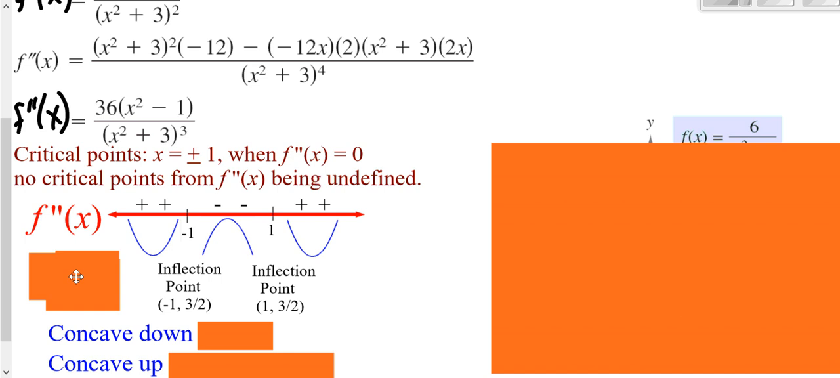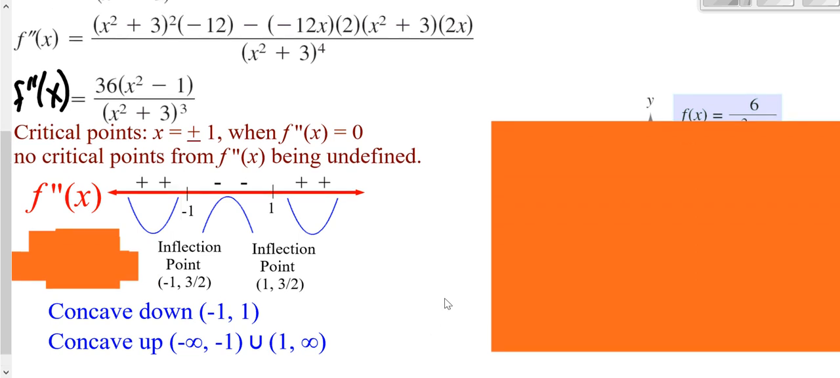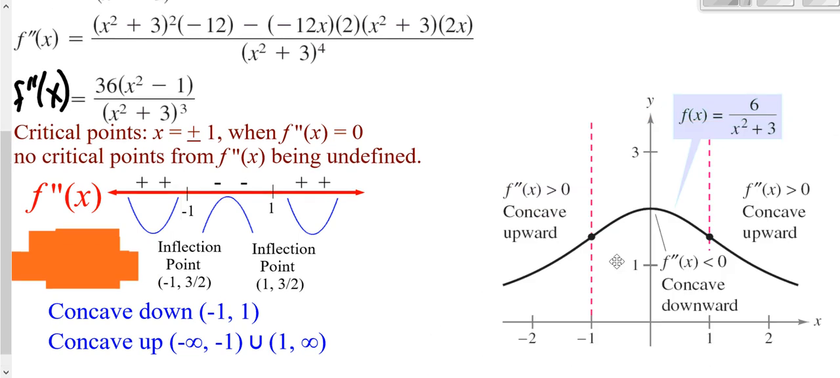So it wanted to know inflection points, which we just found, and concavity structure. So it wants to know where it is concave down. Well, that's between -1 and 1. It wants to know concave up, so that means left of -1 and to the right of 1. So we could write that. And if you did go ahead and graph this one accurately, you would get this graph over here.